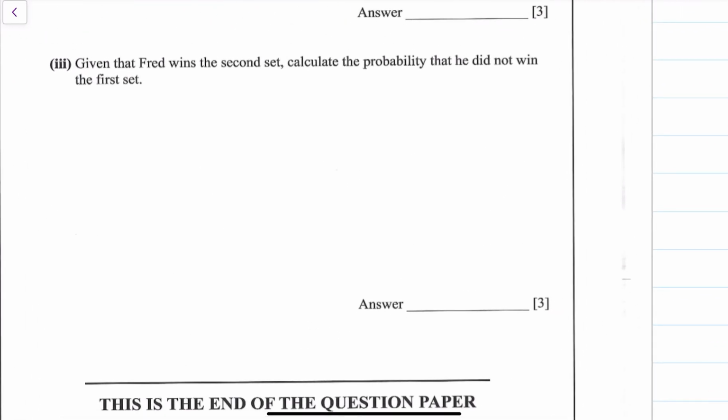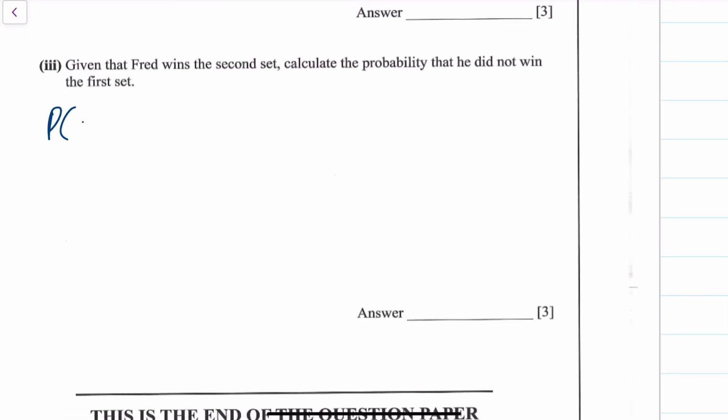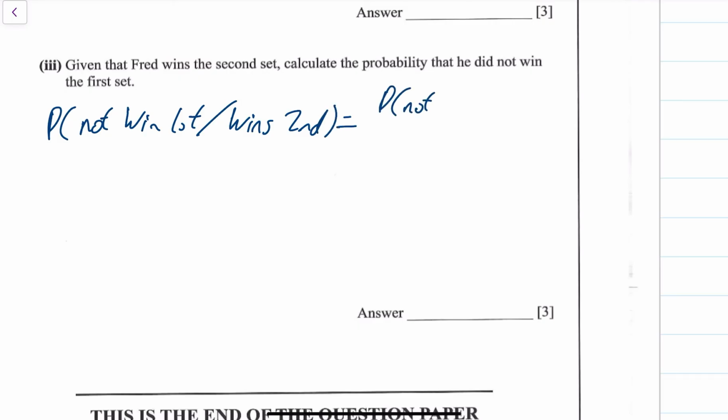Okay, now the next bit says, given that Fred wins the second set, calculate the probability that he did not win the first set. No idea. So I'm going to say not win the first set, not win the first, given that he wins the second. So that is the same as probability to not win the first, and wins the second, divided by the probability that he wins the second.